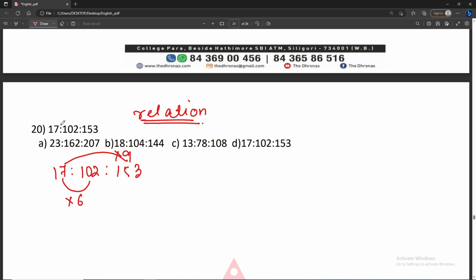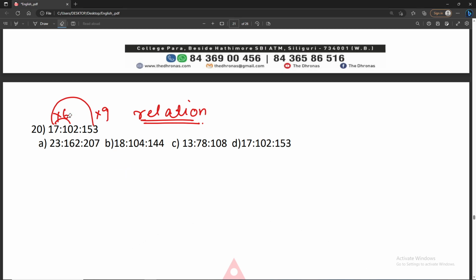Okay, multiplied by 6, multiplied by 9. Got it? So you can see 23. If you go 23 times 6, it comes 6 times 3 is 18, 138.